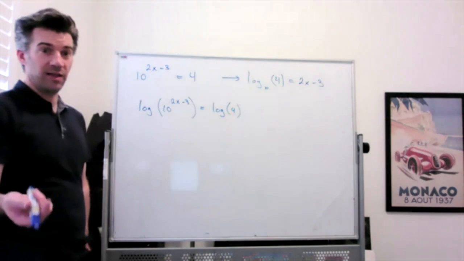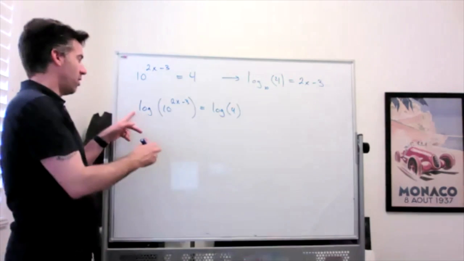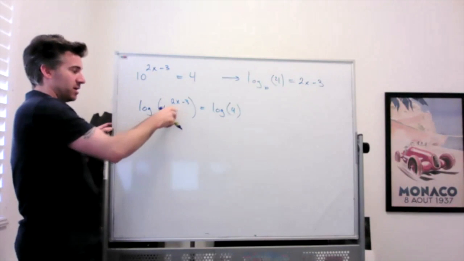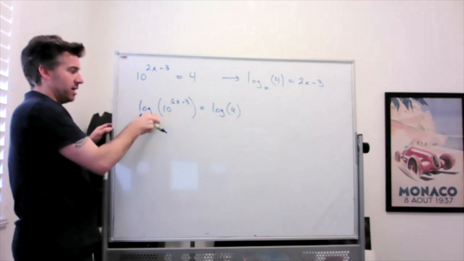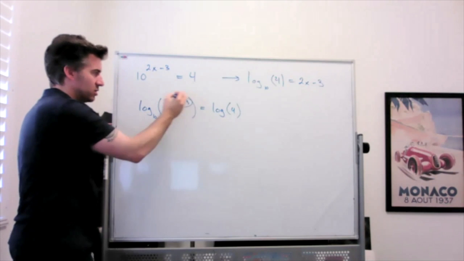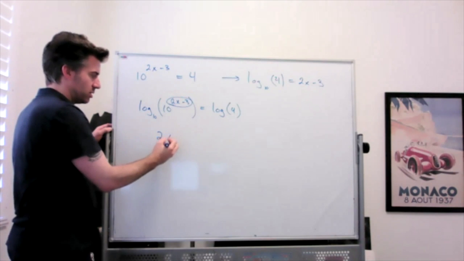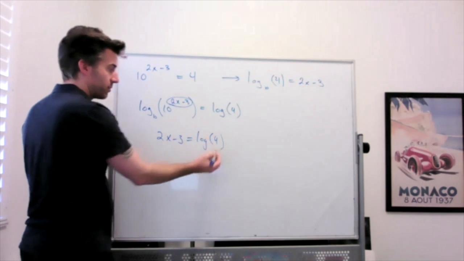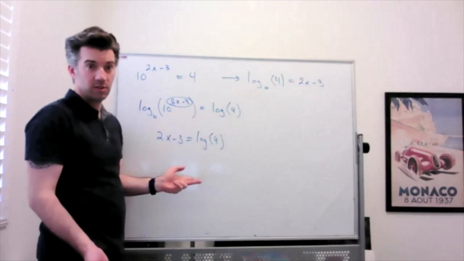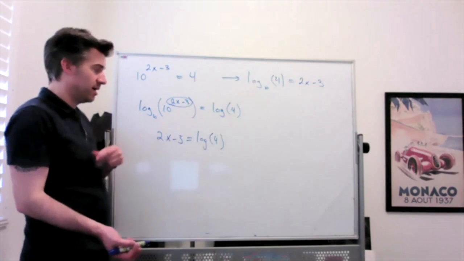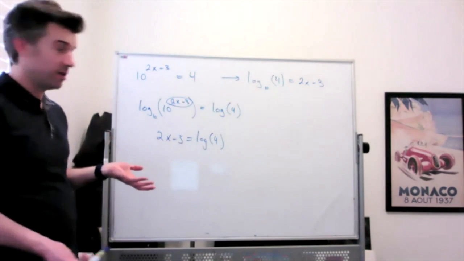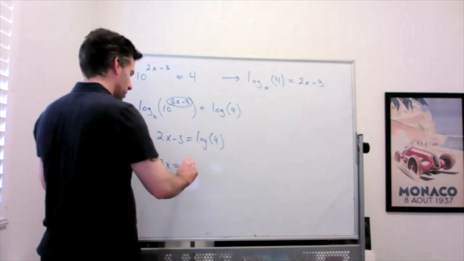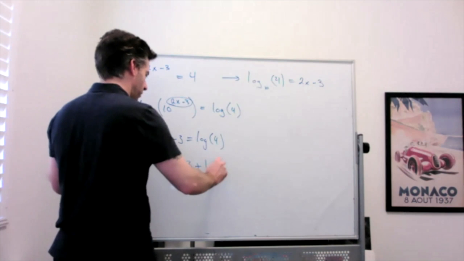And then I'm going to use that thing I just talked about, that if you have log base 10 of 10 to the something, since those bases are the same, log base 10 of 10 to a thing is just the thing. So that's just 2x minus 3 equals log base 10 of 4. Those equations are the same, so you can do it either way to get to this place. And then the rest of it is just solving for x. I'm going to add 3 to both sides, so that 2x equals 3 plus log of 4.